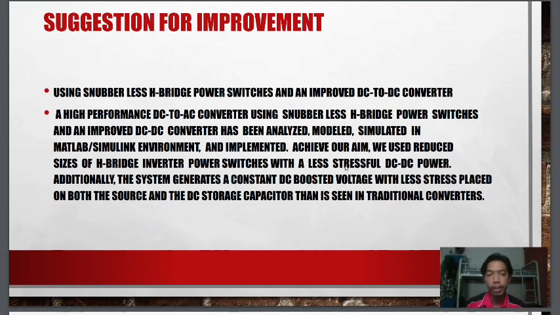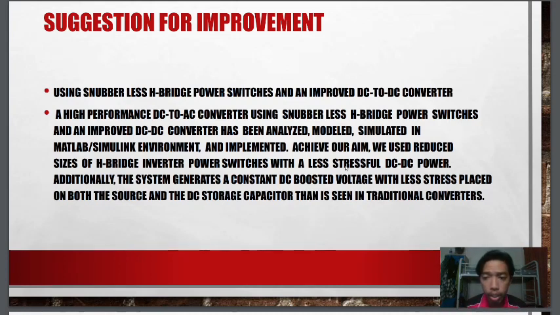Suggestion for improvement in this project: using snubber-less H-bridge power switches and an improved DC to DC converter. For explanation, a high-performance DC to AC converter using snubber-less H-bridge power switches and an improved DC to DC converter has been analyzed, modeled, simulated in a MATLAB or Simulink environment, and implemented.